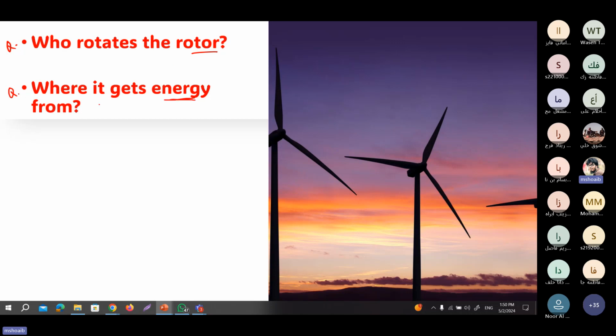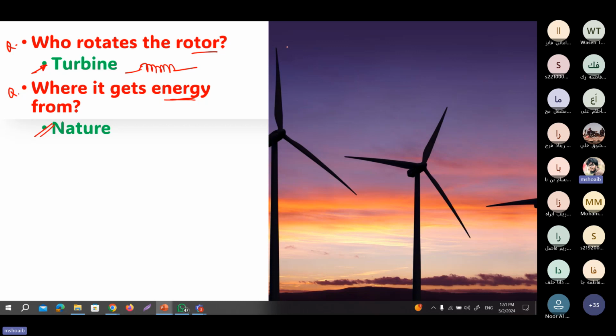If you know the answers to these two questions, you will start into the idea of power plant engineering. So who rotates the rotor? The turbine rotates the rotor. This is the third term after stator and rotor. You have to understand that the turbine is connected with the rotor, and whenever the turbine moves, it rotates the rotor coil. And where does it get energy from? It gets energy from nature.